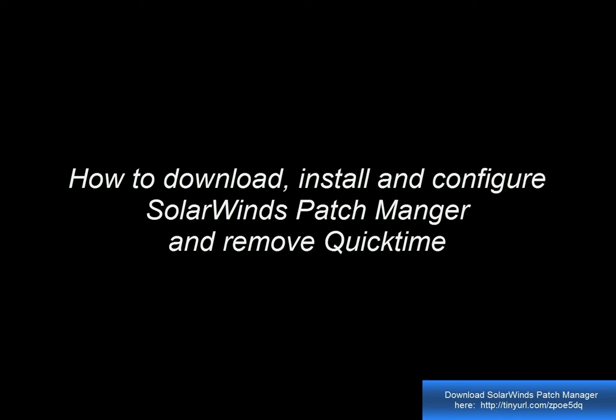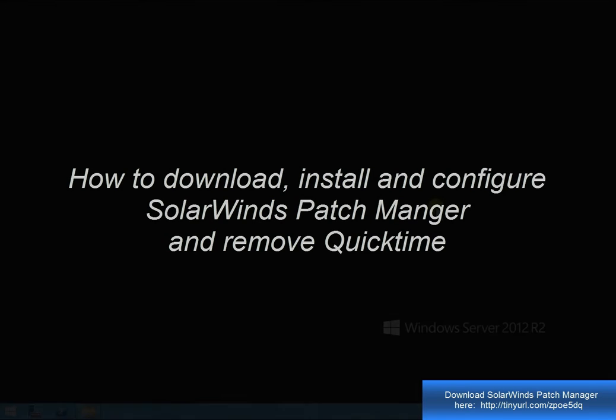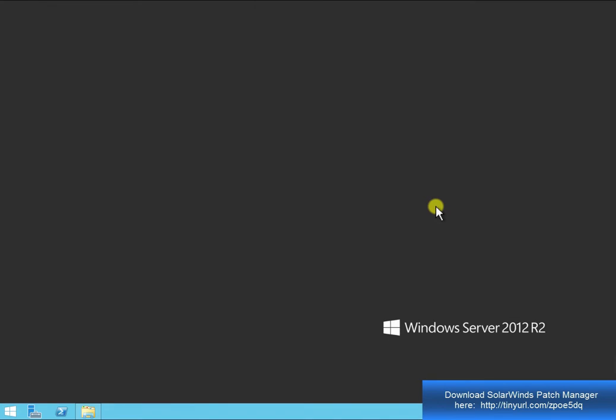So now that you've seen how we can configure AppLocker in Windows to stop the QuickTime process from running, what we're going to do now is show you SolarWinds Patch Manager. And what this is going to allow us to do is to uninstall QuickTime. So not just stop the process like we could do with AppLocker, but it's going to allow us to actually uninstall QuickTime in the environment. And we can do that from one centrally managed application.